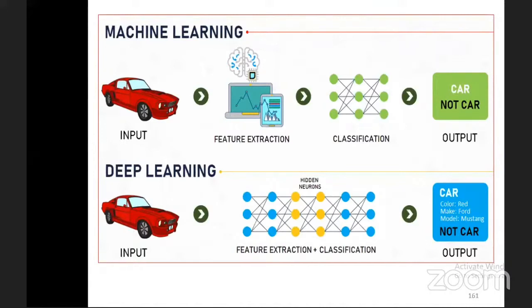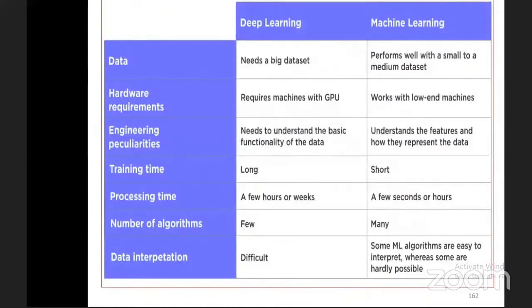Here I'm using hidden neurons. Features, n number of them, there is no restriction. You can use n number of layers and input layers. This is the difference between deep learning and machine learning. Data: if you take data as a parameter, deep learning needs a big data set, while machine learning performs well with small to medium data sets. Hardware requirements: deep learning needs a GPU, graphical processing units. For machine learning, you can use a CPU, desktop, laptop, etc. For a very big application, go for high computing servers.